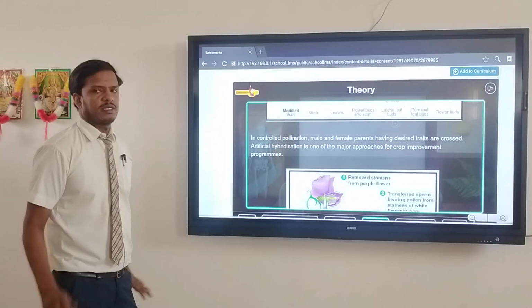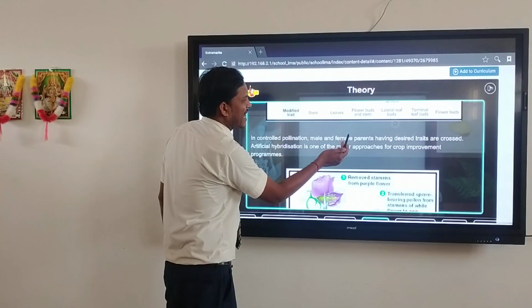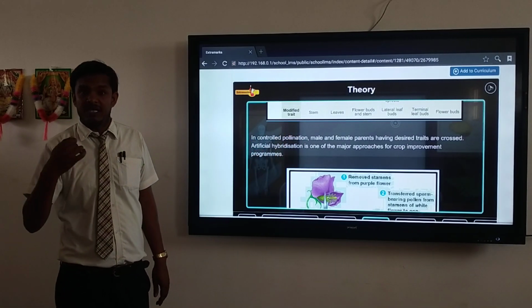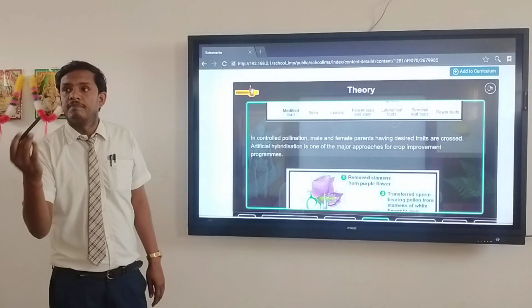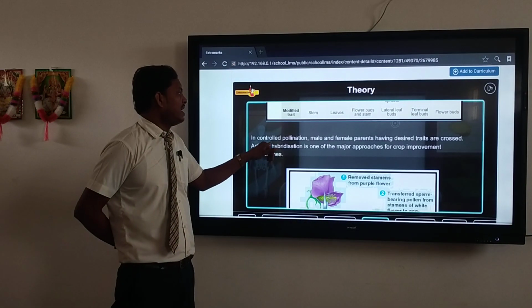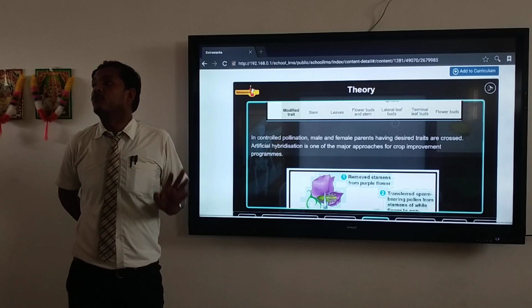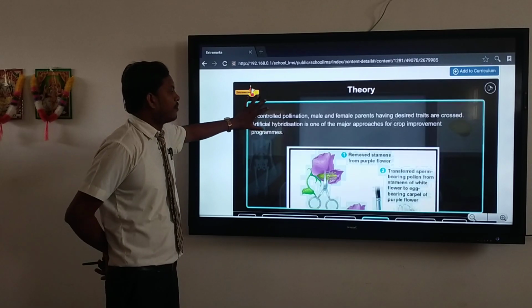In controlled pollination, now come to the main topic. In controlled pollination, male and female parents having the desired trait are crossed. Consider the desired trait that we need, the character that we want in our plant. Artificial hybridization is one of the major approaches for the crop improvement program.